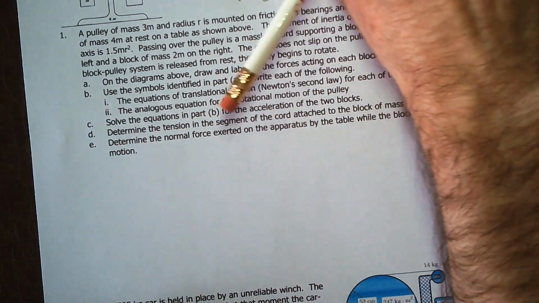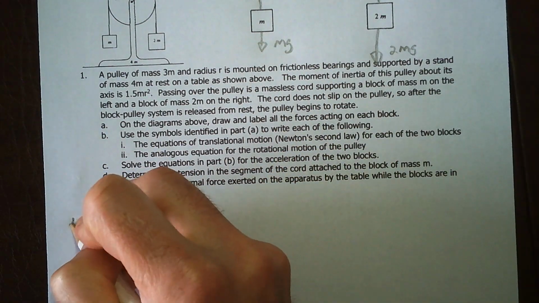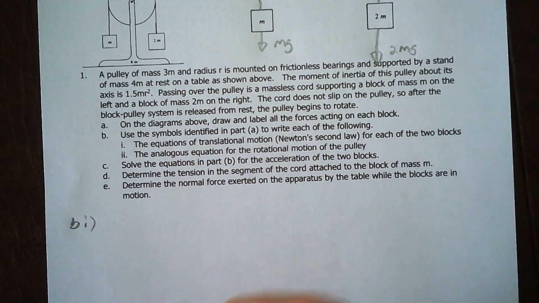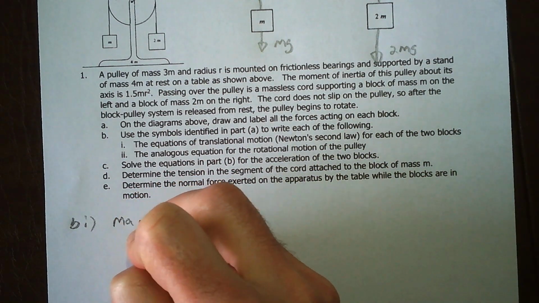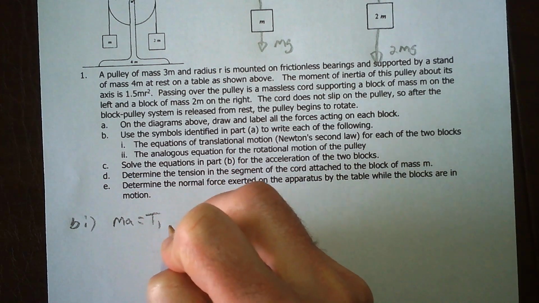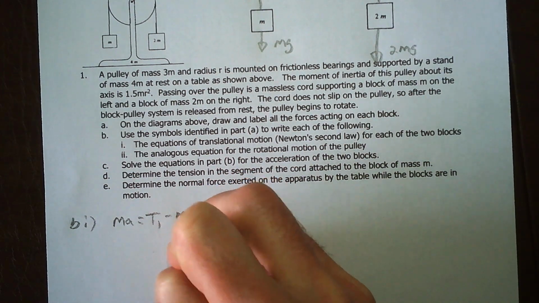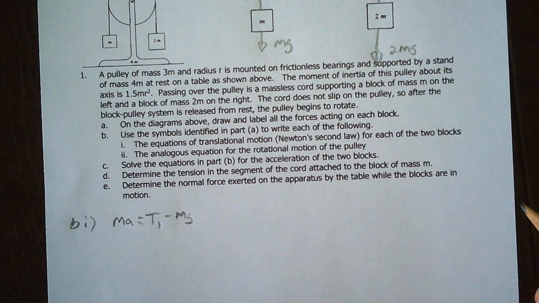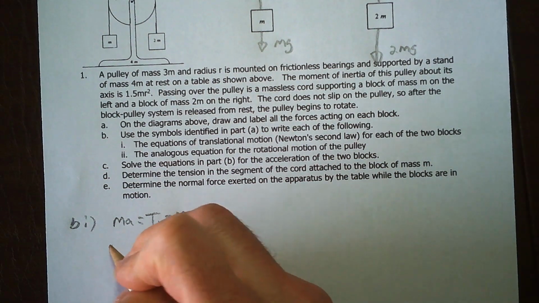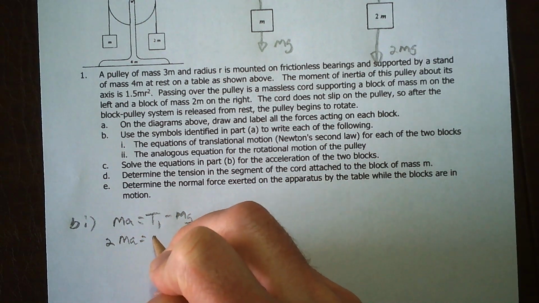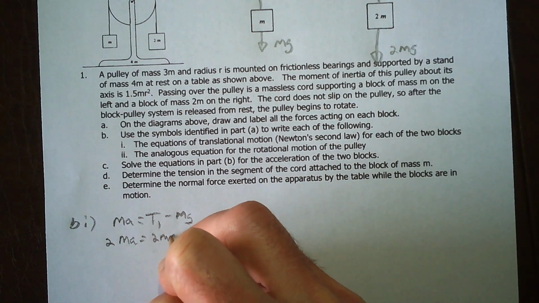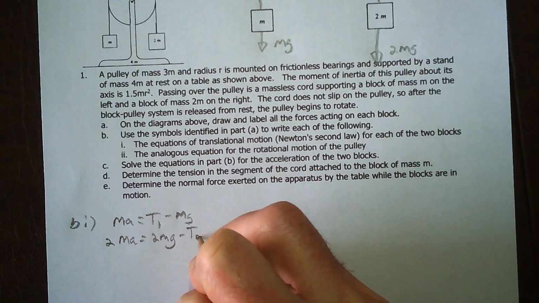Okay. Alright, so for this one, that would be MA equals tension 1 minus mg. And for the other one, it would be 2 MA equals 2 mg minus T2.